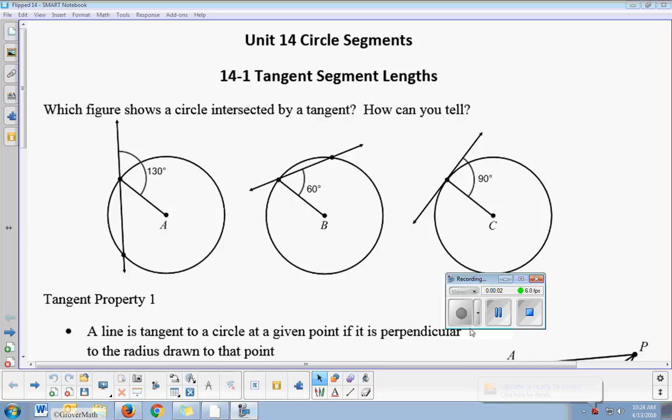Geometry Unit 14, Section 1, Tangent Segment Lengths. Which figure shows a circle intersected by a tangent, and how can you tell?